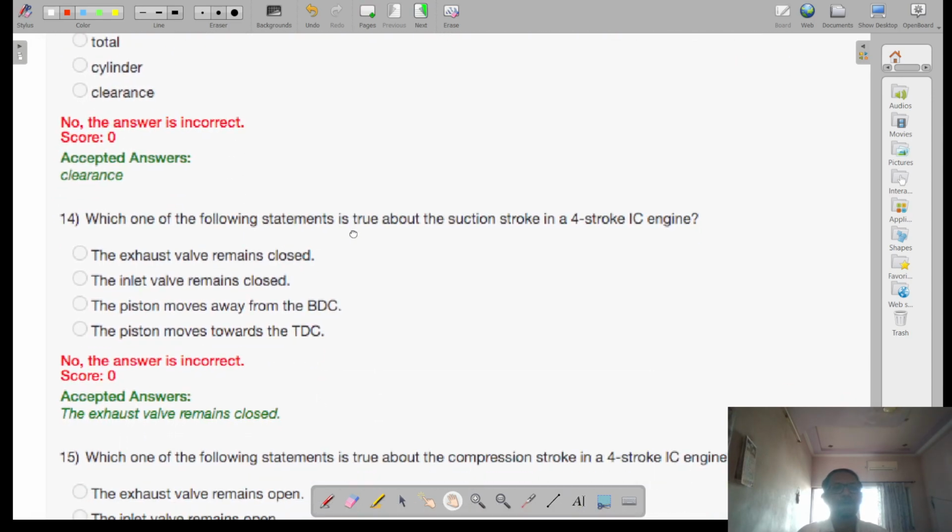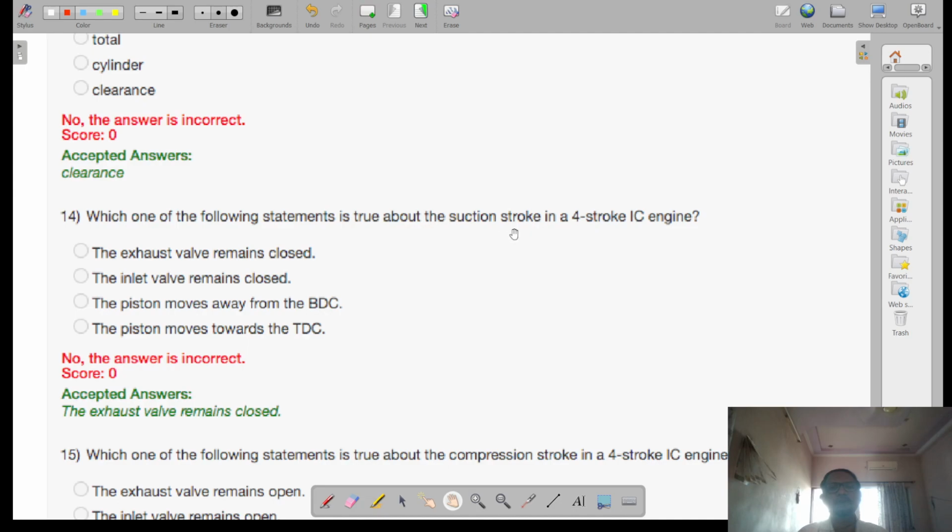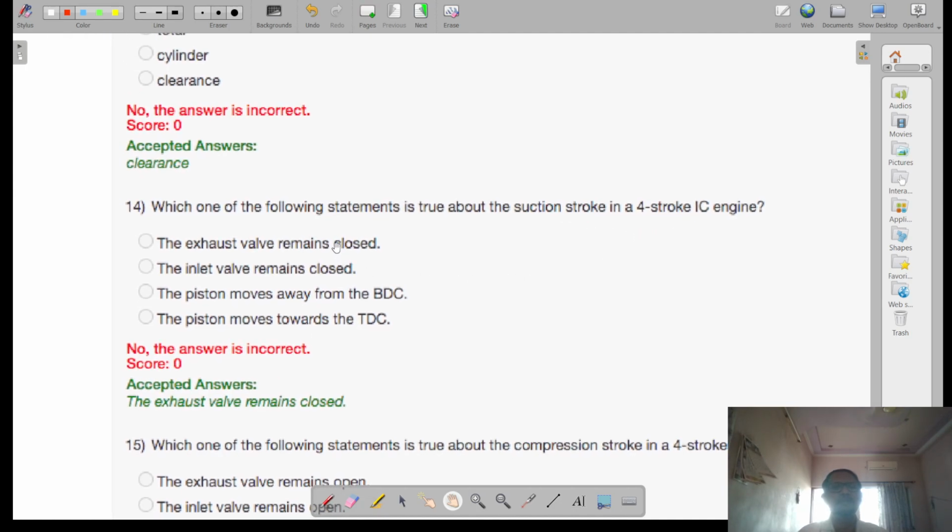Then, which one of the statements is true about the suction stroke in the four stroke engine? When there is a suction stroke, what is happening? When the suction is occurring, which is true? Your exhaust valve remains closed, and the inlet valve is open. So exhaust valve remains closed. Okay.